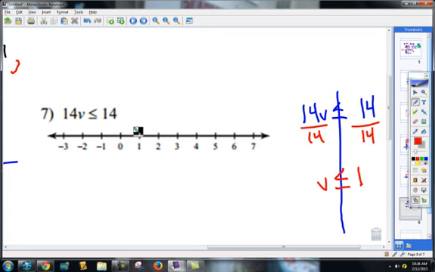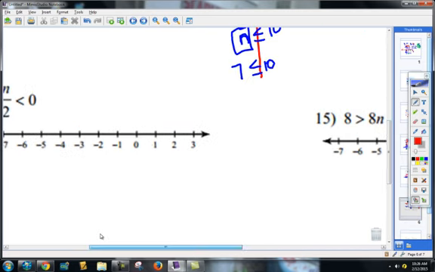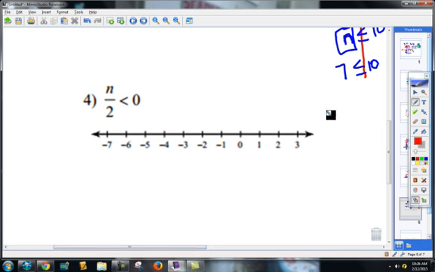It would be a closed because it's the or equal to. That's the part that makes it a closed dot. Okay, because it includes 1. 1 makes it also true. Now, where are the values less than or equal to 1, Natalie? You got it. Can I plug in 0 just to check? Is 0 less than or equal to 1? Yep.